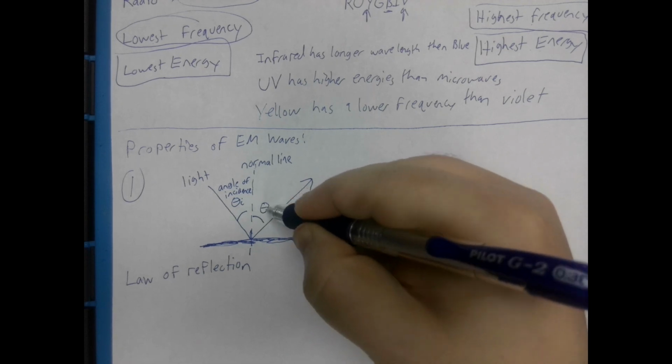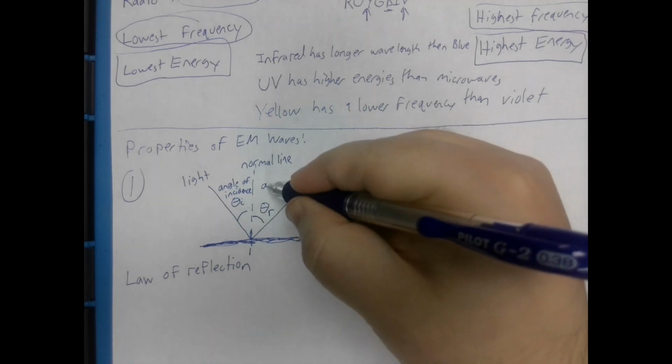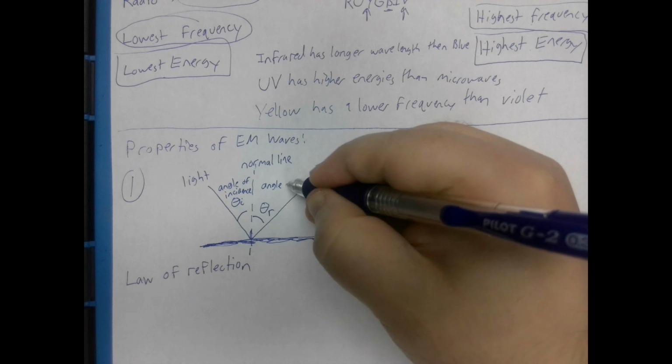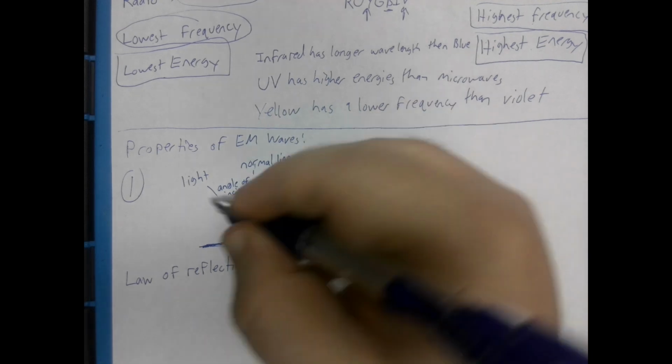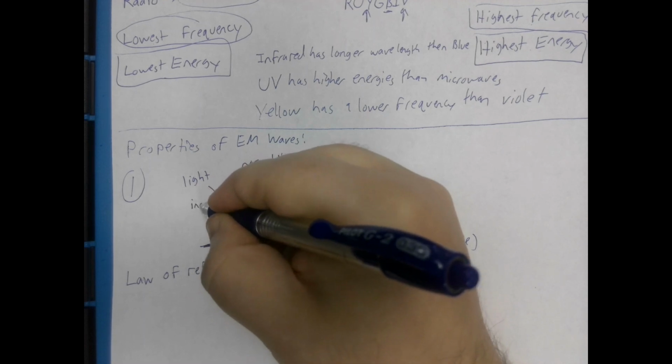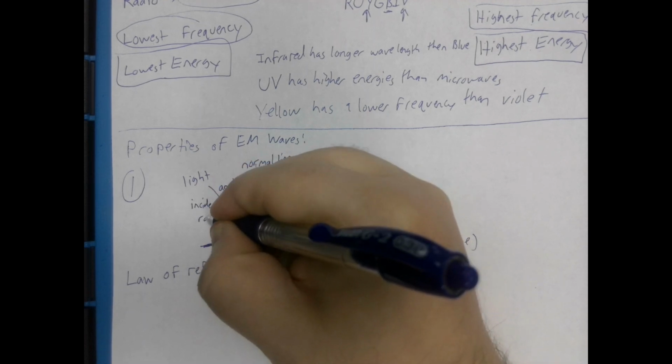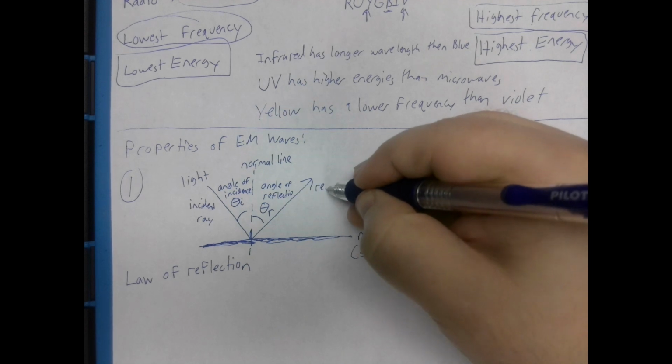And I'll label this one theta R. This would be angle of reflection. This would be your incident ray. This would be your reflected ray.